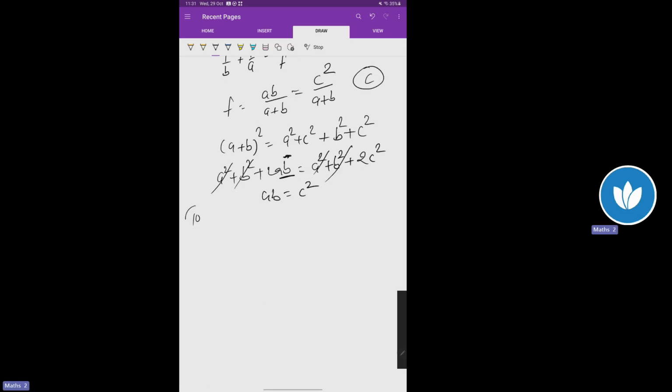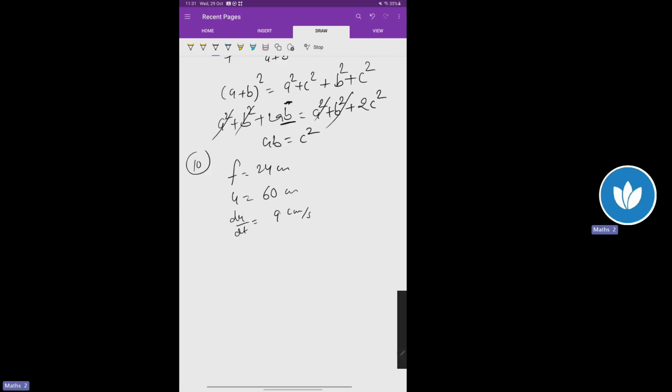Question number 10. An object is moving towards a concave mirror of focal length 24 centimeter. When it is at a distance of 60 centimeter from the mirror, its speed du by dt is 9 centimeter per second. The speed of its image at that instant.